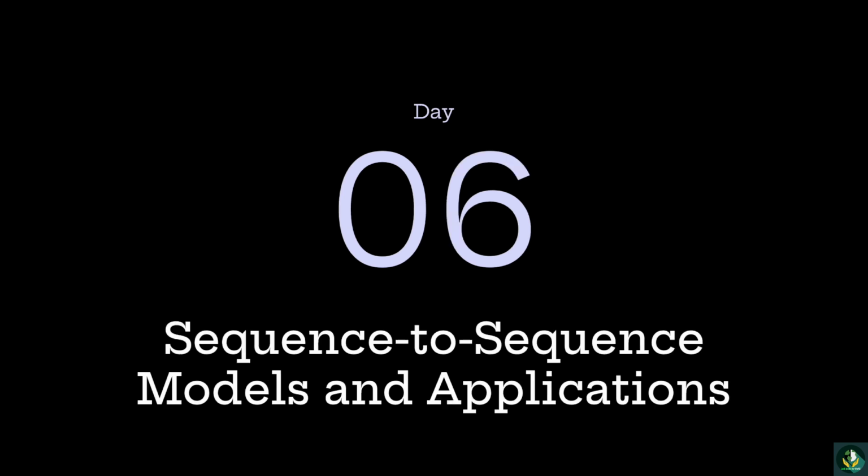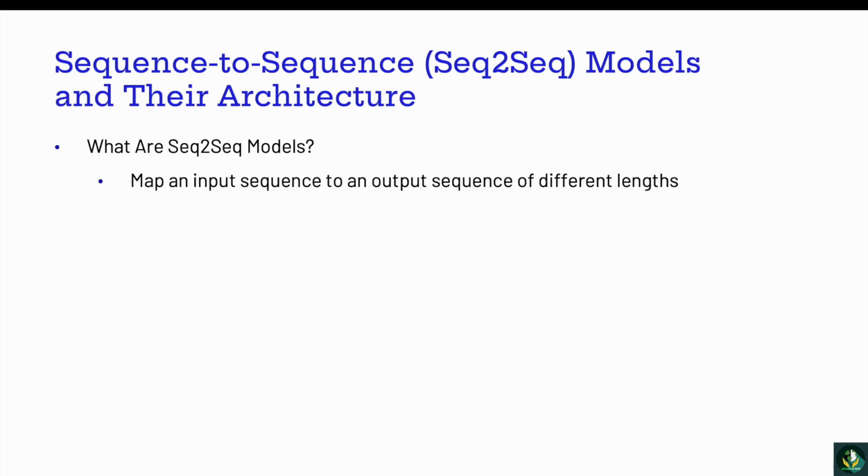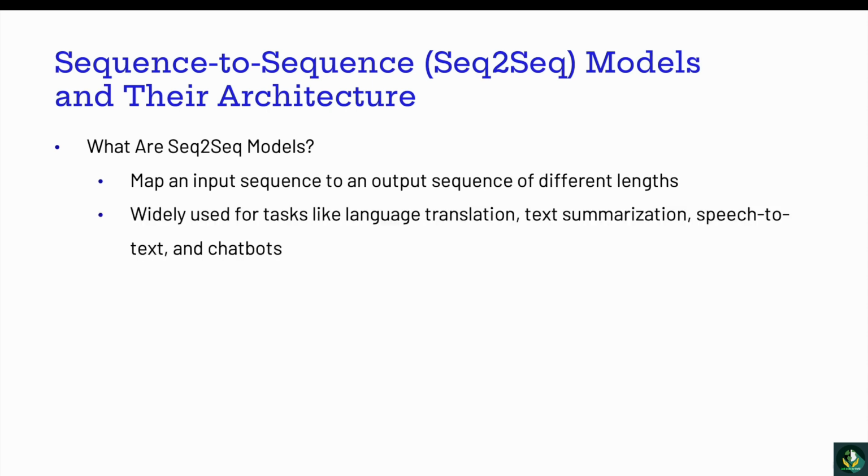Day 6, sequence to sequence models and applications. So let's start with sequence to sequence, or seq2seq, models and their architecture. Now, what are seq2seq models? Seq2seq models map an input sequence to an output sequence of different lengths. Widely used for tasks like language translation, text summarization, speech to text, and chatbots.